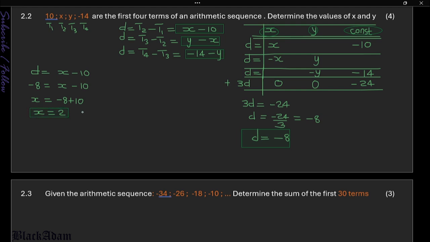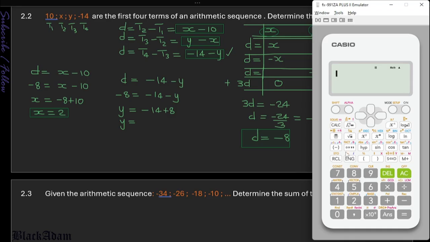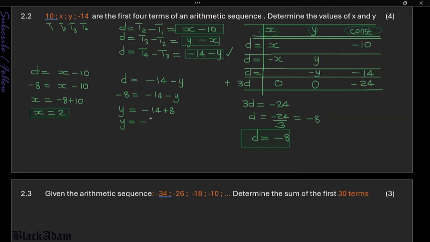So we're now left with y, so we look for any y value there, which is in the second or third. So d is equal to negative 14 minus y, d is negative 8, so negative 8 equals negative 14 minus y. We want our y, so we take y to the left, becoming positive, so y is going to be negative 14 and negative 8 goes there, becomes positive 8. So y is going to be negative 14 plus 8, that's negative 6. So y is negative 6, and that's our answer for 2.2.